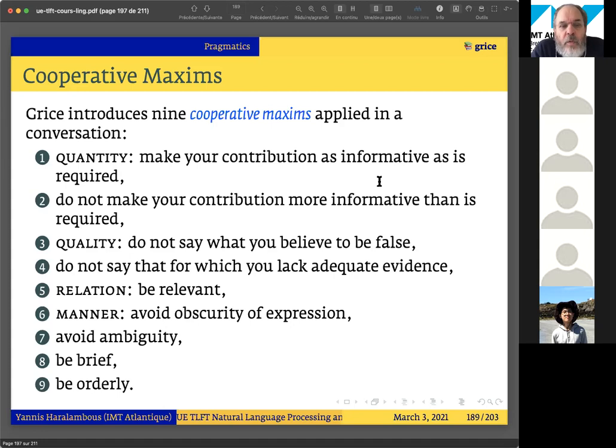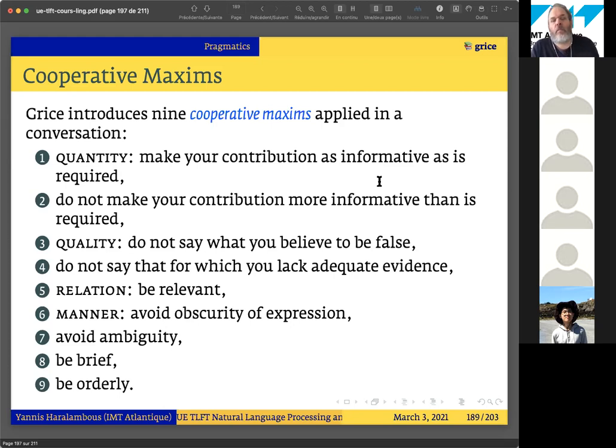The fifth rule is about relevance. What you say should be relevant to the question. So when I ask you the weather tomorrow, don't reply about the results of the lotto. The sixth to ninth rules are about manner. So when you reply, avoid obscurity, unless you are a guru. Avoid ambiguity, be brief, and be orderly.